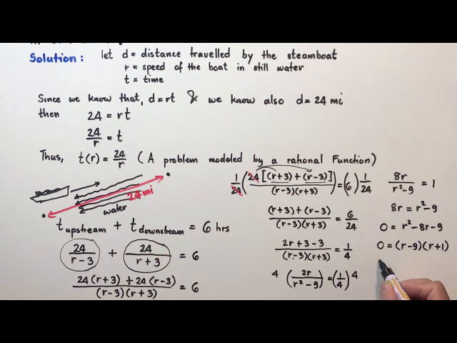So equating each factor to 0, r minus 9 equals 0, and r plus 1 equals 0. But this one, the r is 9. However, the other one, the r value is negative 1. But the answer is this because the rate or the speed of the boat in still water must be positive. So this is not a solution of the problem because this is a negative. So this is the speed of the boat in still water.